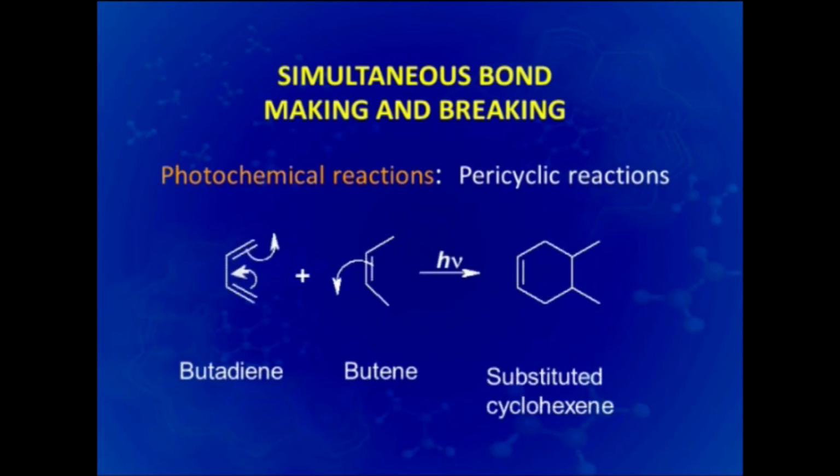As you can see here, we have butadiene and butene, wherein, as the arrows show, the bond between these two gets formed. This bond in turn gets shifted to the single bond, and a bond from the butene molecule gets shifted in between the butadiene and butene molecule. As a result, we get the formation of a substituted cyclohexene. So these types of reactions are called pericyclic reactions, wherein we have simultaneous bond breaking and bond making.